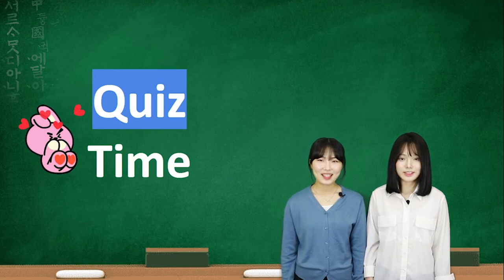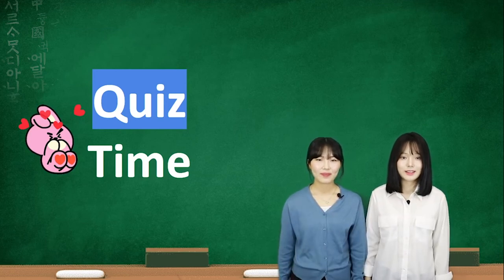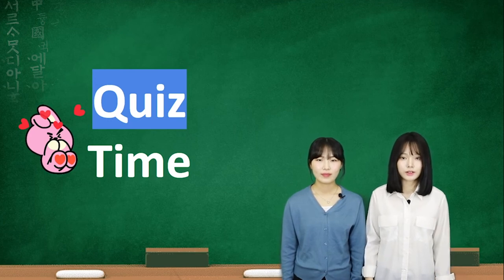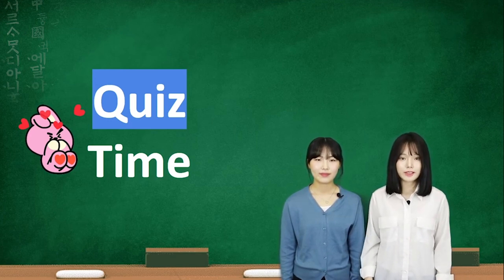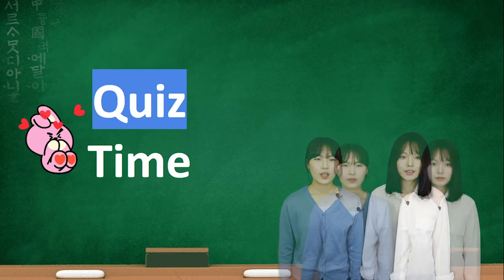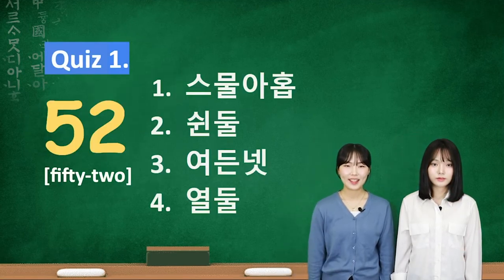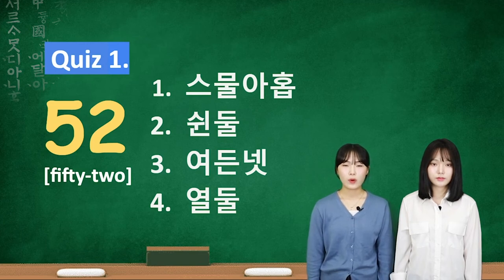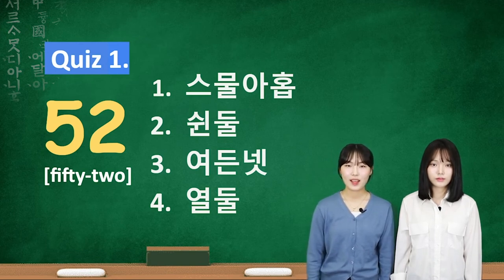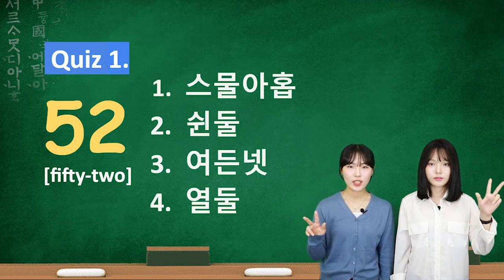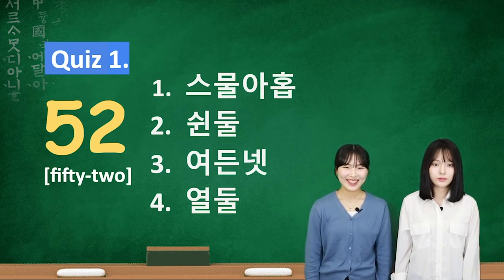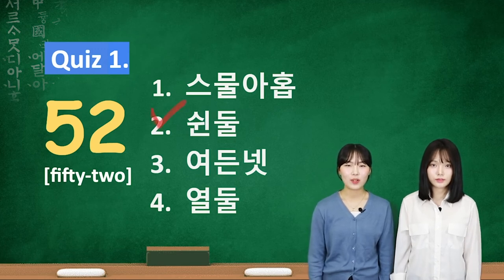Everyone, kids' time is back. Let's check your understanding through this quiz. We have 6 quiz questions. Let's look at the slide and guess the numbers. Question 1. There are 4 options. Number 1, number 2, number 3, and number 4. Which of the following is correct? I will give you 5 seconds. 5, 4, 3, 2, 1. Yes, the correct answer is number 2.